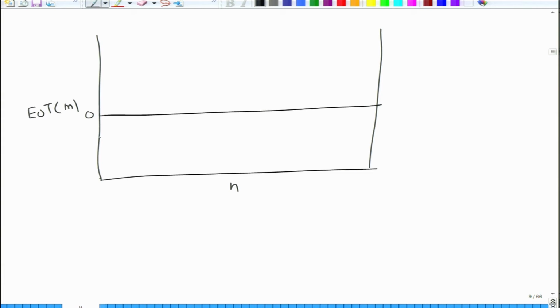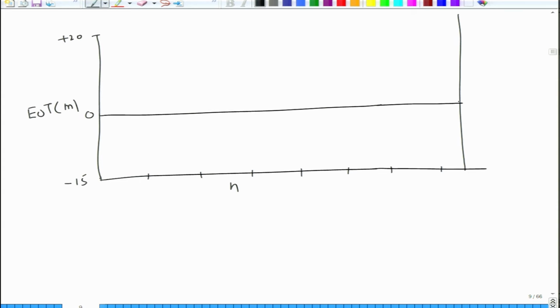So at certain values it would be, let's say this is minus 15, somewhere here you have plus 20. So let me mark certain values: 50, 100, 150, 200, 250, 300, 350, somewhere here we will have 365, okay. So the way it will vary is, it will go something like that.